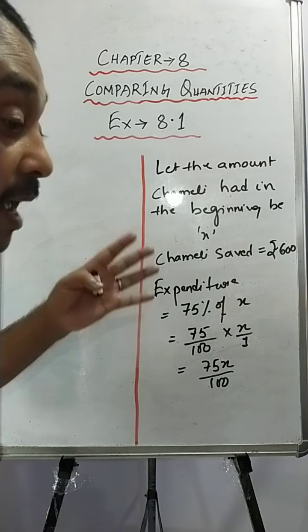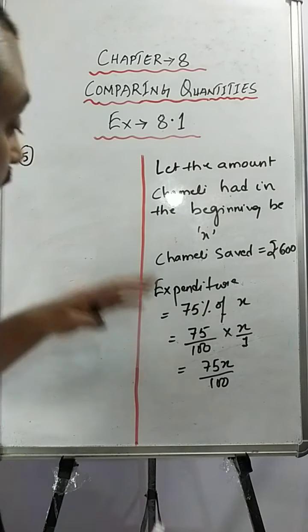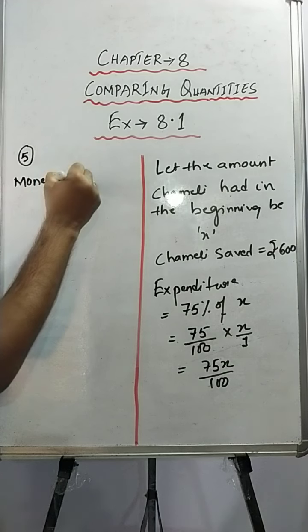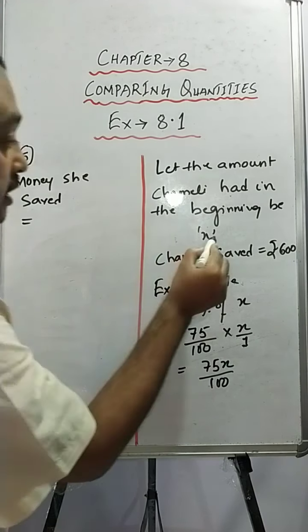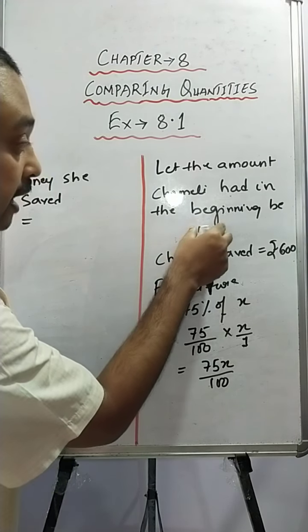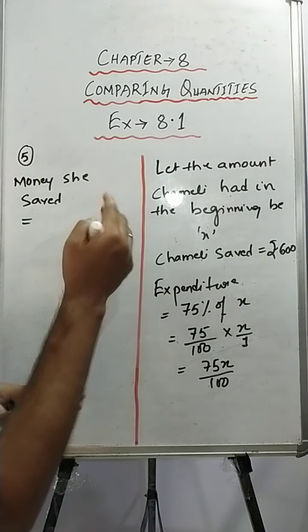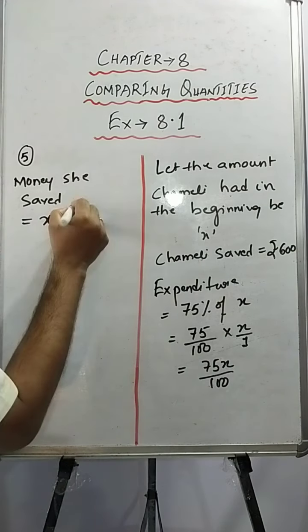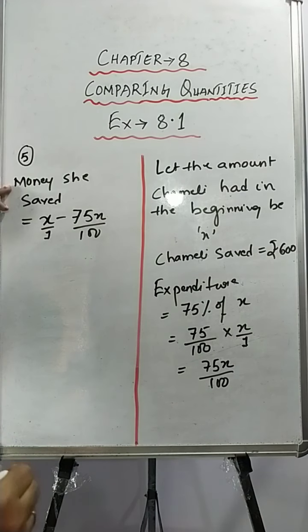Fine. Now what is the amount that she has saved then, with respect to X? Now we'll write it here: money she saved. So how to find it out? If this is the total amount she was carrying at the beginning, and if this is the amount she has spent, so what would be the saving amount? That means from the total amount, that is X, you have to subtract this amount, isn't it? In that way only you will get how much money she has saved.